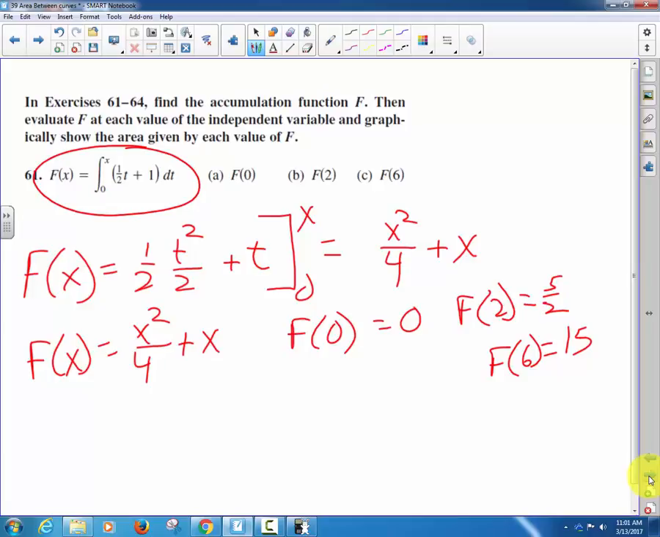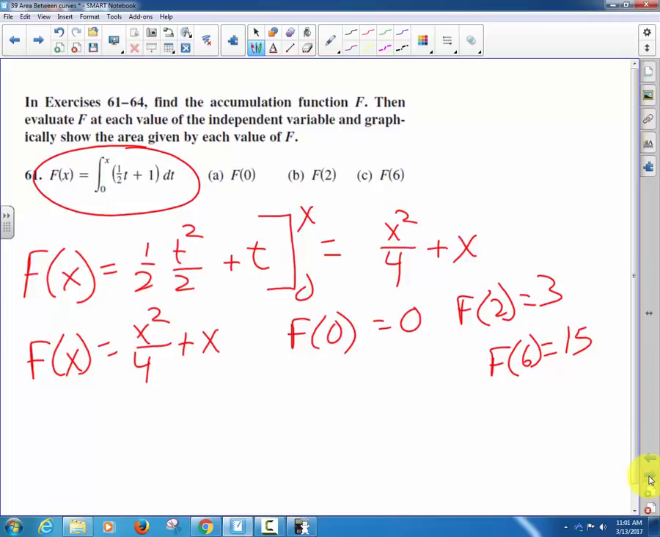Graphically show the area given by each value of f. So what does that mean? No, looking for a number, it's just looking for a representation or a sketch. A sketch of it. Okay, but it says graphically show the area. What does that mean we need to sketch? What do you think that means? Did I get one of them wrong here? F of 2, 2 squared is 4, 4 divided by 4 is 1, and 1 plus 2 is 3. Okay, yeah. I'm not good with numbers. Y'all know that by now.